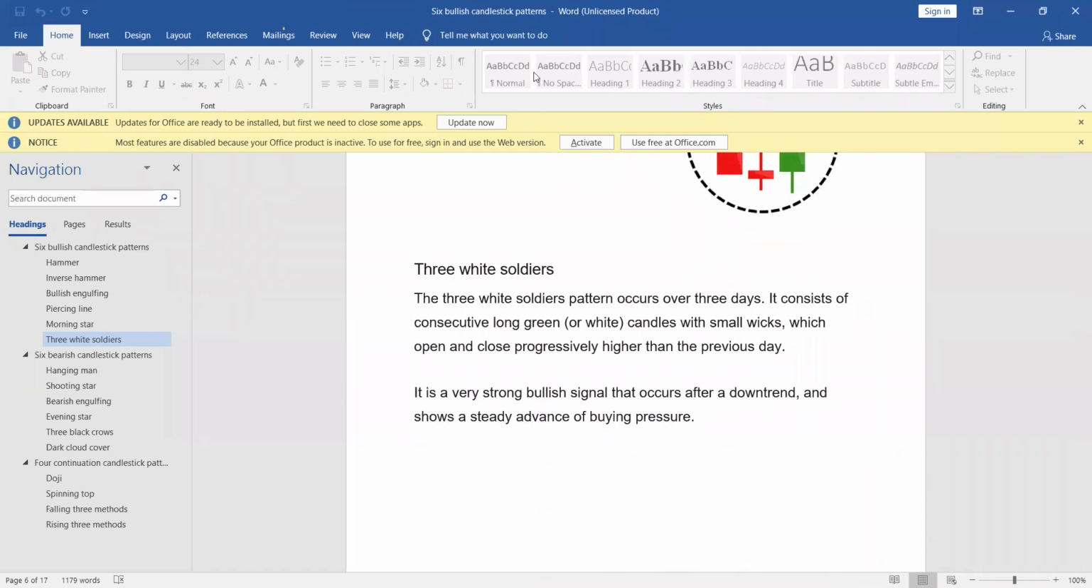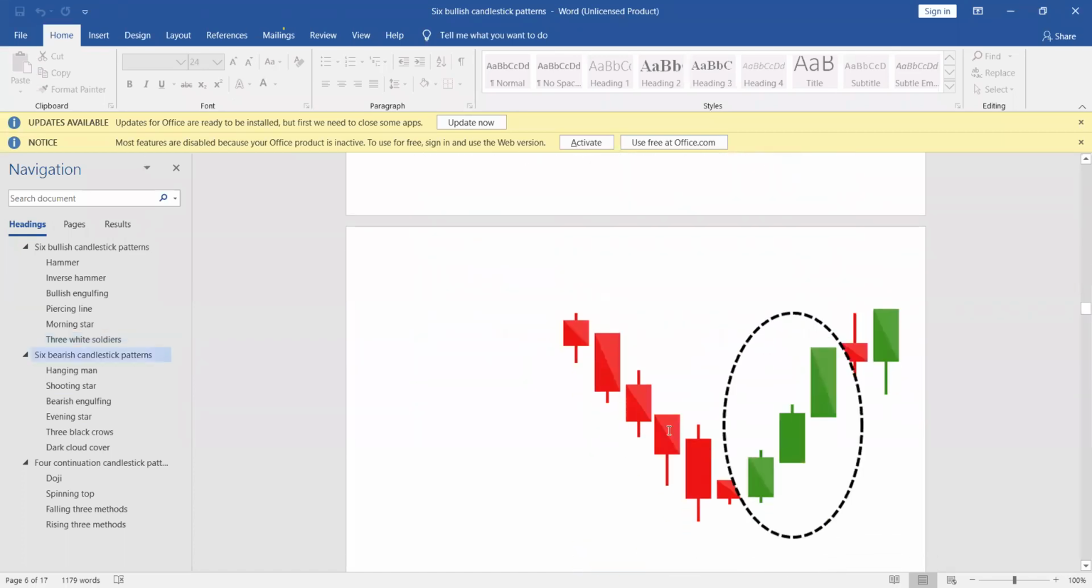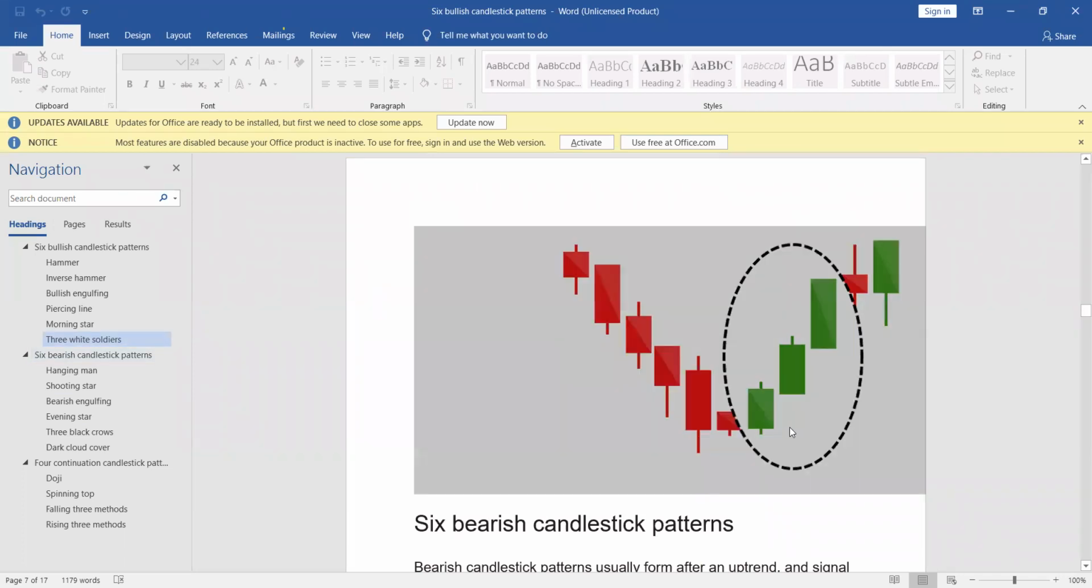Now we have, I believe everyone gets that. Now we have the three white soldiers. So in here as well, we have three healthy bullish candles. But watch out for this. One thing we need to notice right here is that when we see this first candle, the second candle, the third candle, the close of the second candle is higher than the close of the first candle. The close of the third candle is higher than the close of the second and the first candle. I want to believe you got that very well.